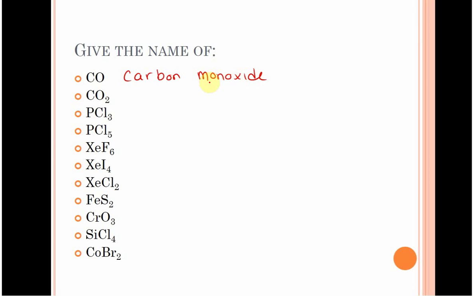Notice, it's not monooxide. You get rid of a vowel when you do this, which is why I always tell you guys to check spelling before you go into your homework. This is carbon, two oxygens, dioxide, two nonmetals. All of these, until that point, are covalent.